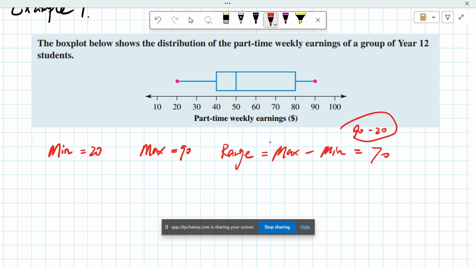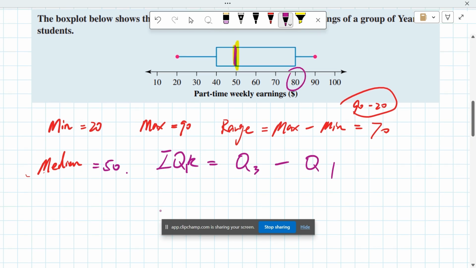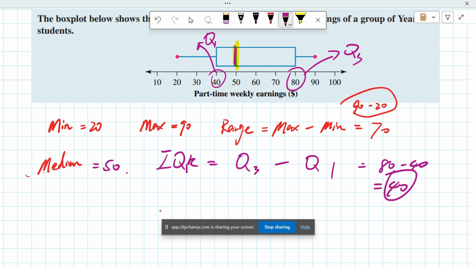And we keep going with the median. The median will be this line, the line inside the box, and that is equal to 50. Perfect. And now we calculate the IQR. IQR equals Q3 minus Q1. Q3 is 80 and Q1 is 40, so 80 minus 40 equals 40. And that's how we calculate the five number summary, IQR and range.